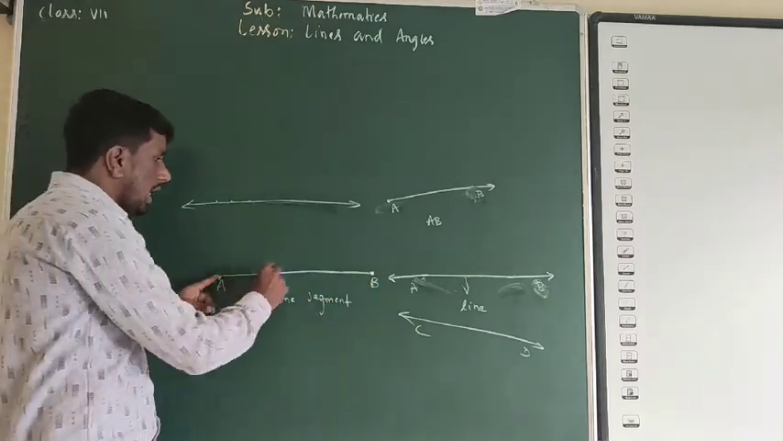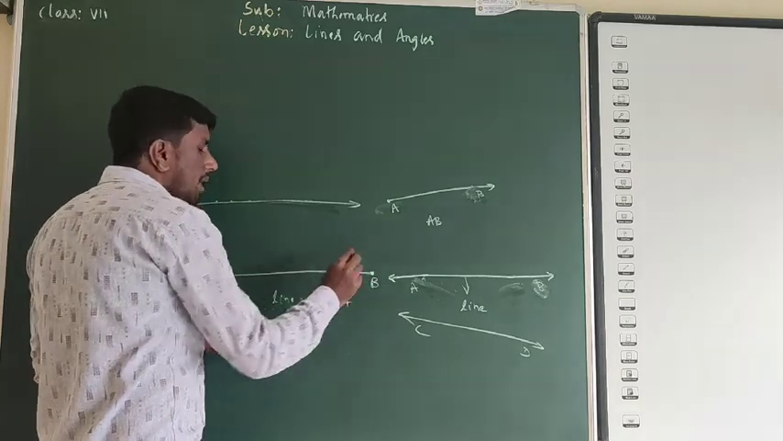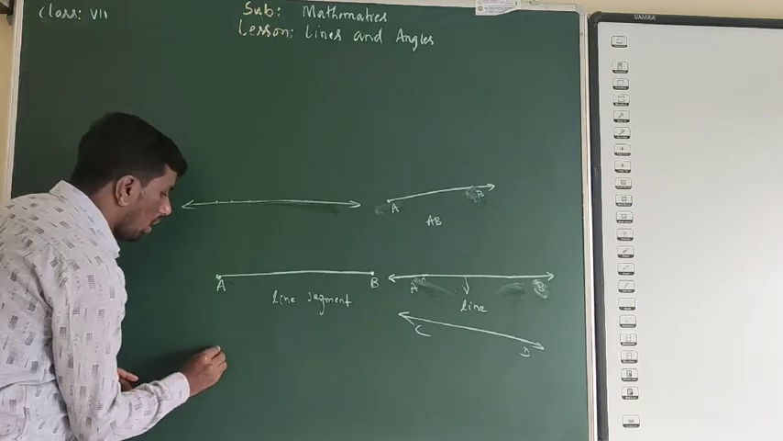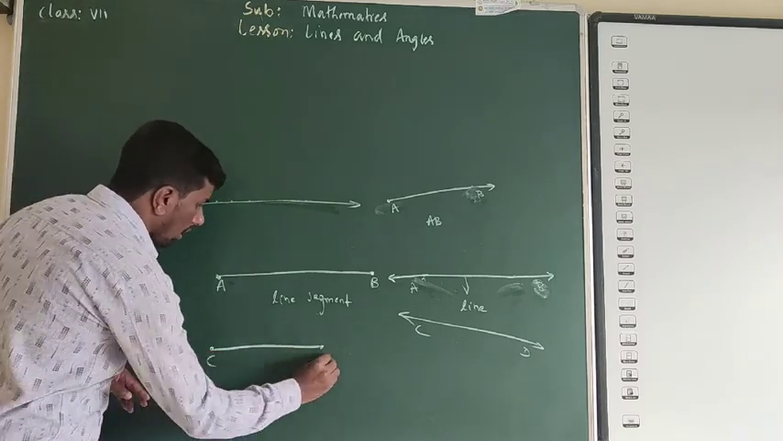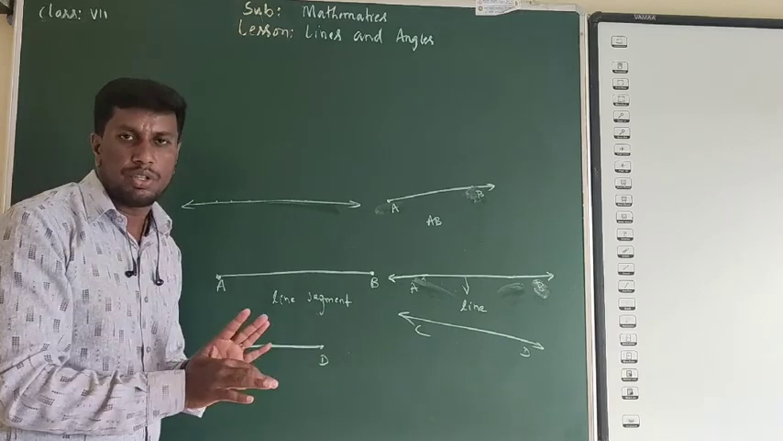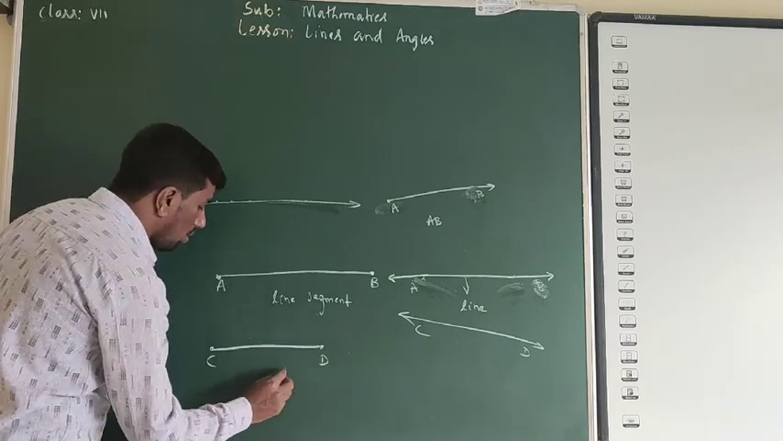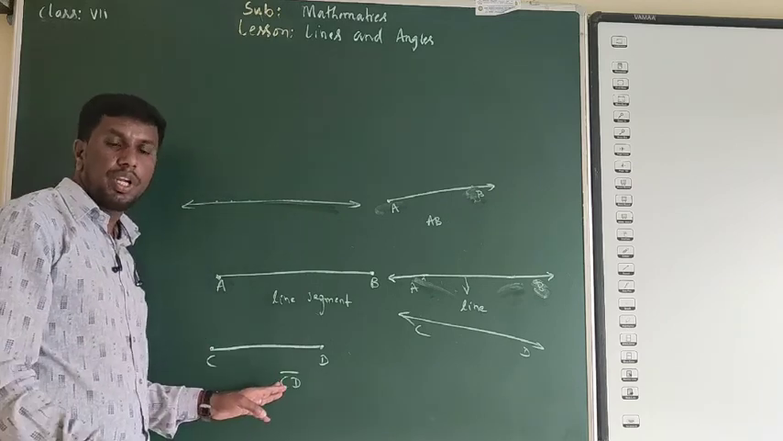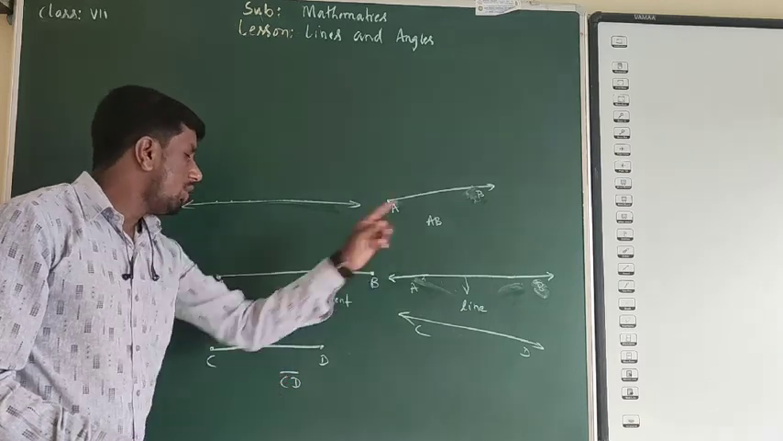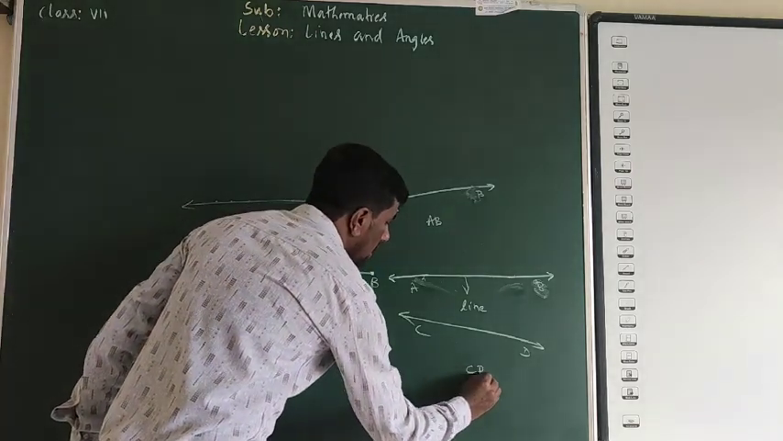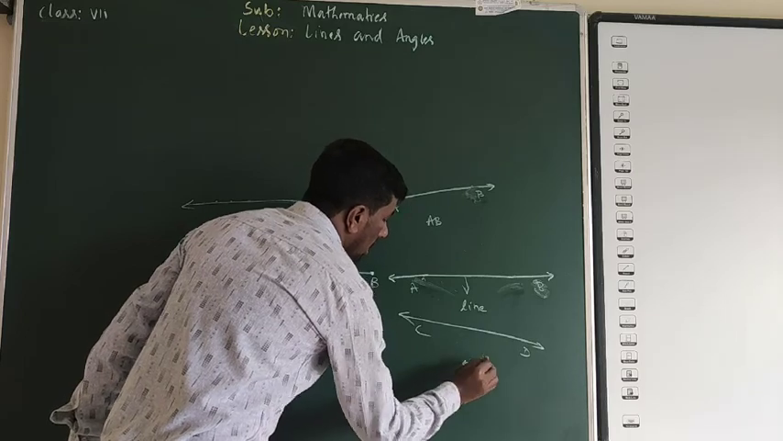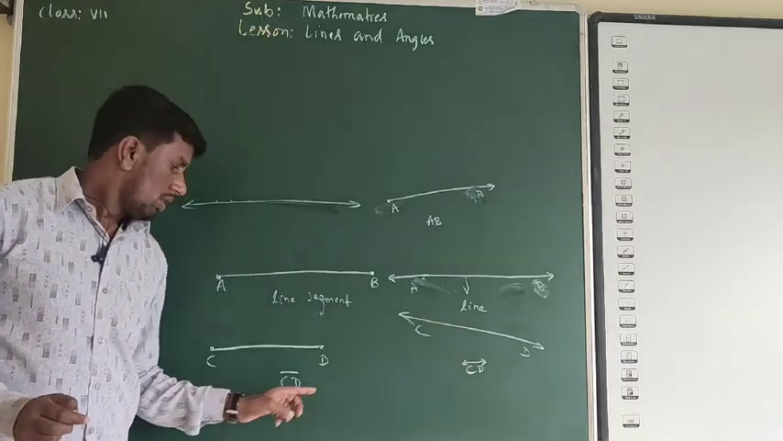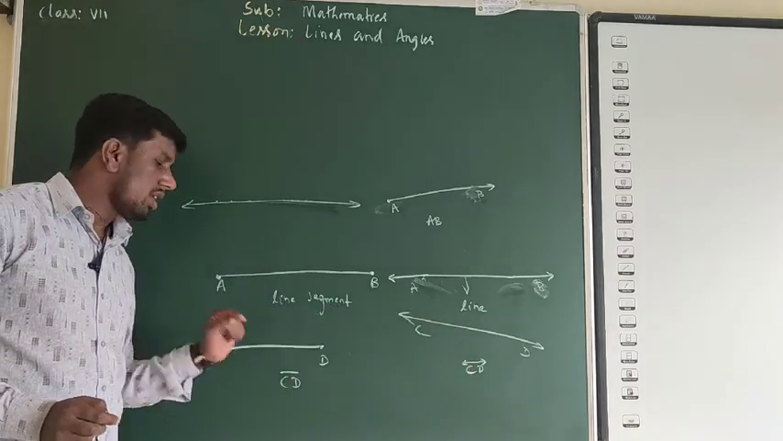Whereas when it comes to the line segment, these A and B are the endpoints. If I take one more line segment, CD, of course, C and D are the endpoints. So how do we denote this C and D? How to denote the line CD? You should write the arrow mark on both sides. That means it is a line. Both sides having an endpoint, so it is a line segment.